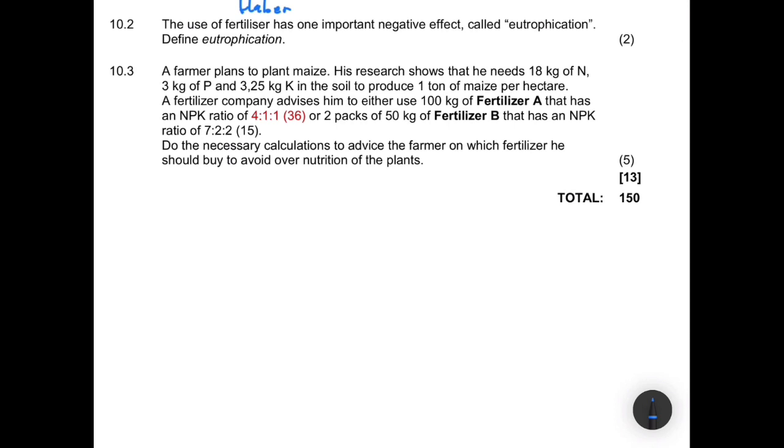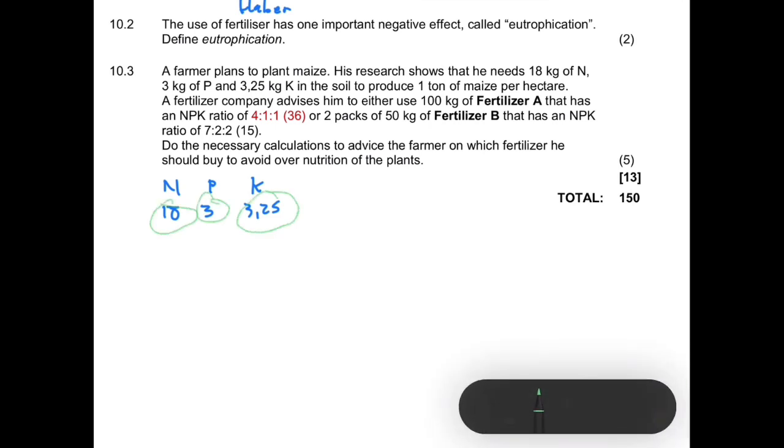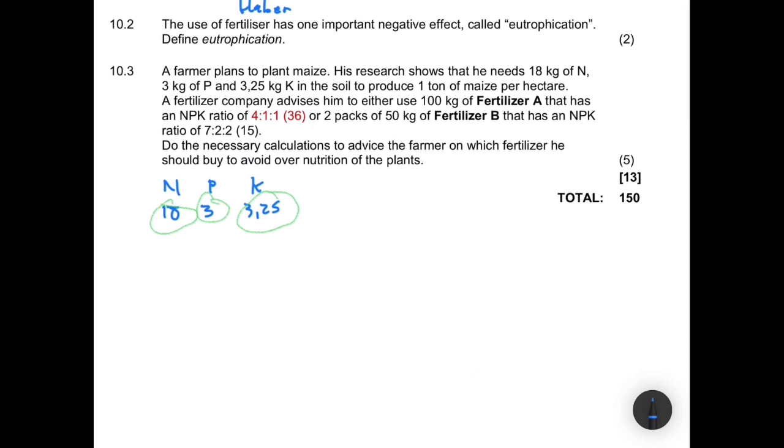Okay, so to avoid overnutrition of the plant, we want the fertilizer that is closest to the research the farmer is proposing, right? So the farmer says he needs 18 kgs of nitrogen, 3 kgs of phosphorus, and 3.25 kgs of potassium. So let's go ahead and calculate the kgs from fertilizer A and fertilizer B for nitrogen, potassium, and phosphorus, and see what we get, right?